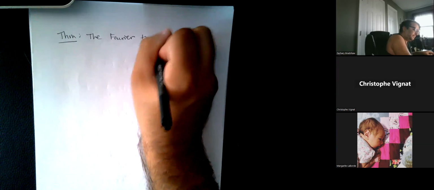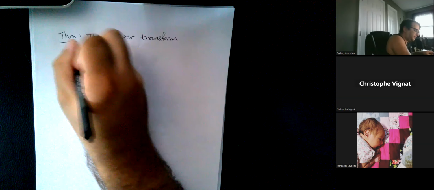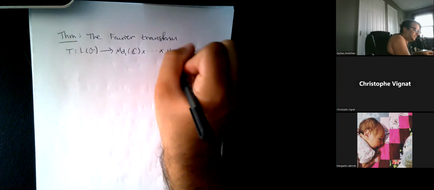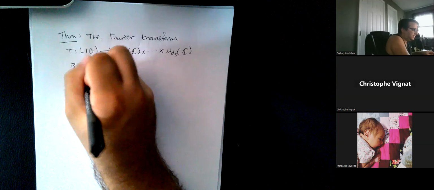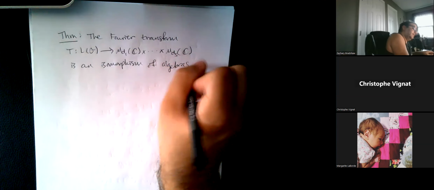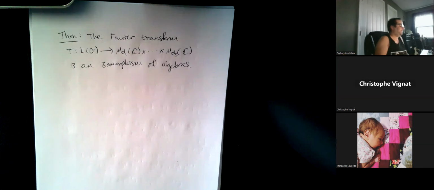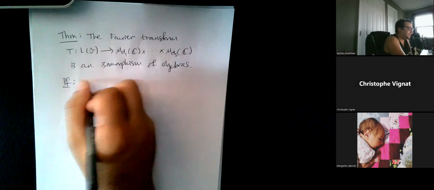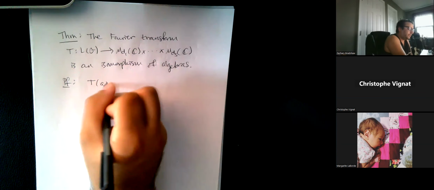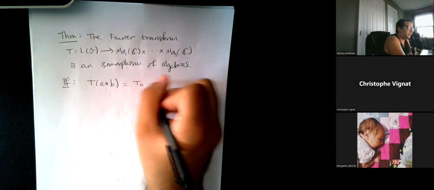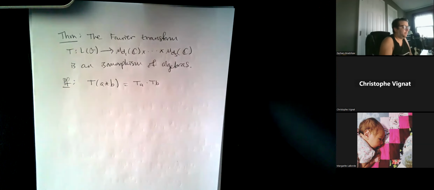Okay, but the Fourier transform T from L of G to M_d1 of C through M_ds of C is an isomorphism of algebras. We already showed that it was an isomorphism of vector spaces. So all that's left is showing that it respects the algebra structure. So it suffices to show that T of the convolution is in fact equal to, no wait, this is my convolution theorem. Okay, we've essentially got to prove the convolution theorem to prove this is an algebra isomorphism. Okay, all right, great.